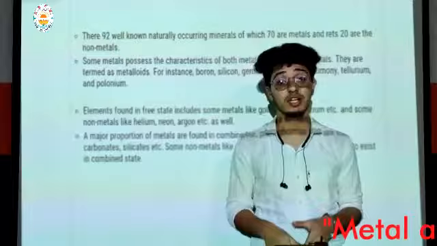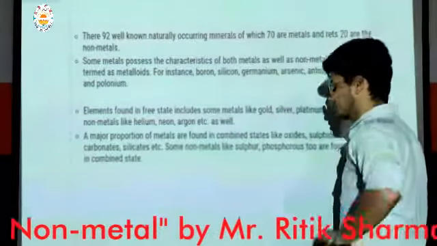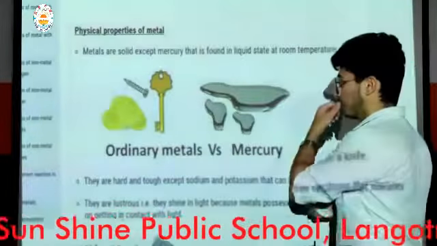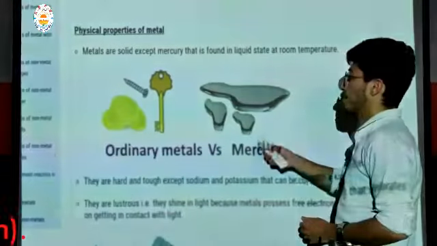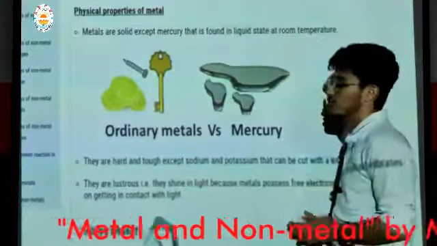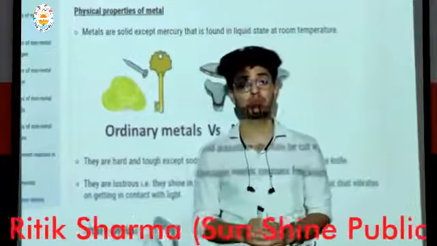But what are metals? What are the properties of metals? Okay, let's study about it. Physical properties of metals. Metals are solid at room temperature. The first physical property is that they are solid at room temperature.